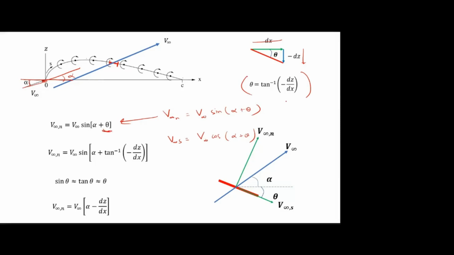Theta also we already found: it is tan inverse of minus dz by dx. Substitute. And we know the assumptions: angle of attack is very small, camber is also very small. In that case this slope will be very small, theta also very small. So sine theta and tan theta are equal to theta. So instead of tan theta, we are taking only theta, and instead of sine theta, we are taking only theta.